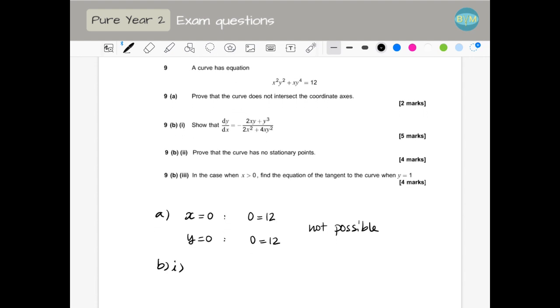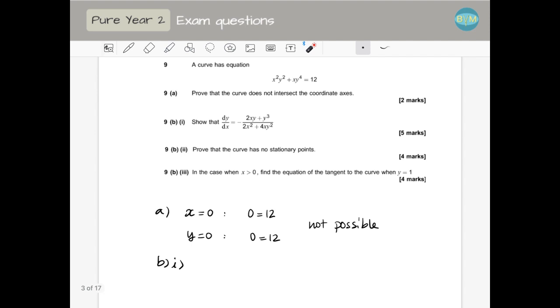Then part B says, show that the derivative is this one. So we have x and y mixed together, so we are going to use implicit differentiation. To differentiate this, we are going to do 2 times, it's a product, so I'm going to use the product rule. 2 times x y squared is my first term, so I differentiate the first one and multiply by the second one. Then I do the other way around: I leave the first one and differentiate the second one. And this is where I'm going to use implicit differentiation.